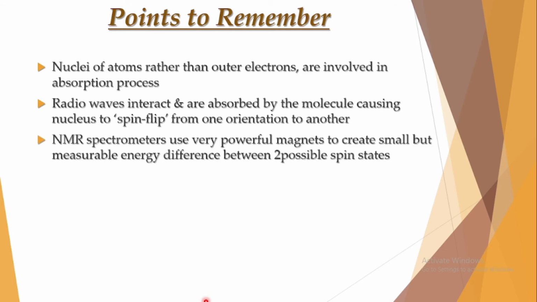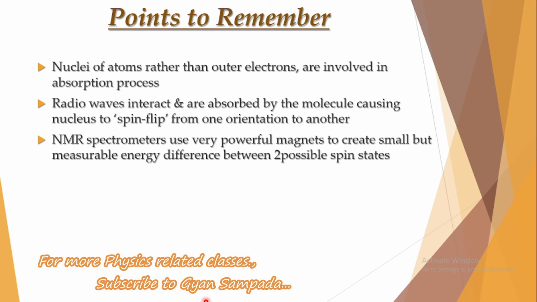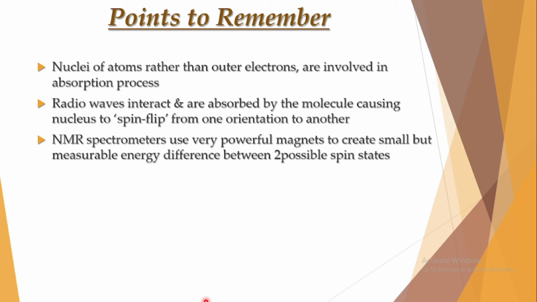Then the NMR spectrometers use very powerful magnets to create even small but mainly measurable energy difference between two possible spin states. So if we consider two spin states, then a small amount of energy difference which are measurable can be found out, for which a very powerful magnet is used. So these are the points which you need to remember when you deal with NMR.